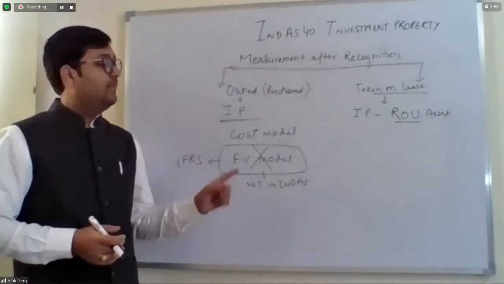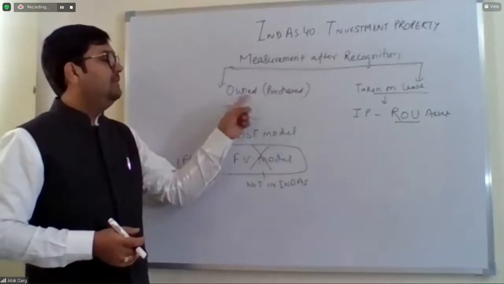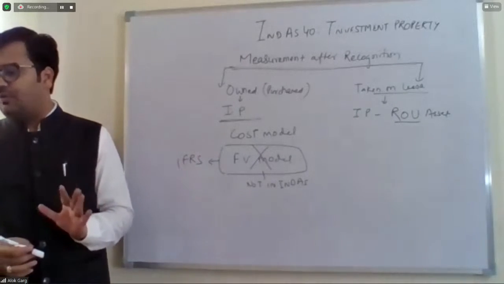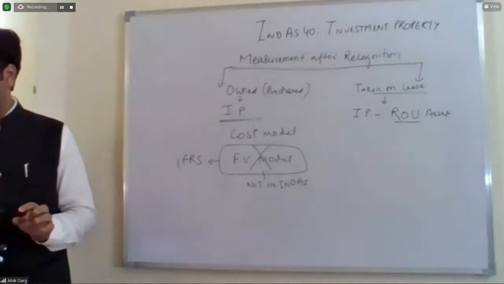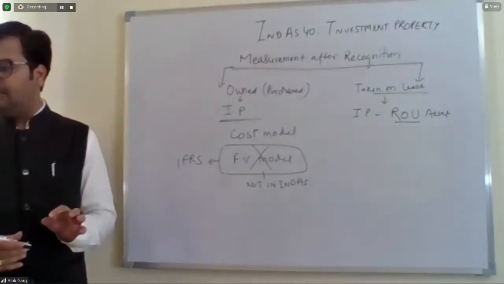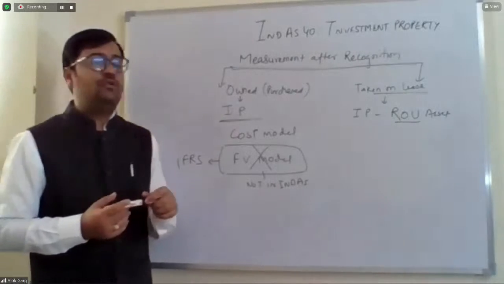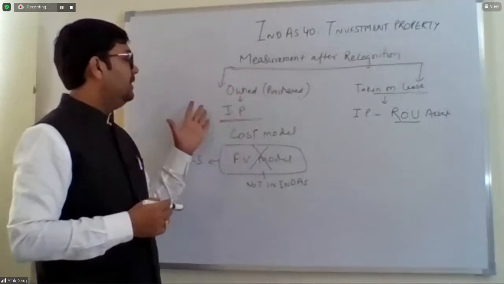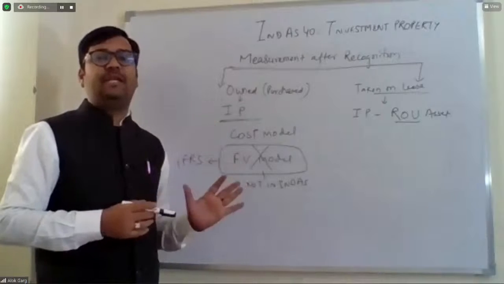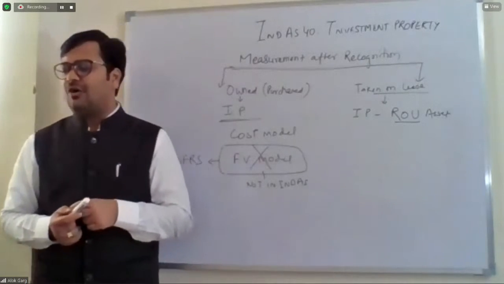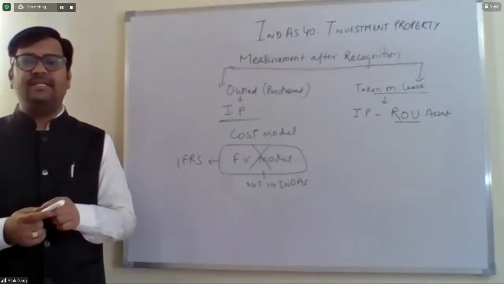Under IndAS, the investment property has to be carried on the cost model only. Has to be. So Purushottam, I am explaining the cost model concept. Measurement after recognition: the investment property has to be carried at cost model only. So what is meant by cost model? Do you remember the cost model I have told you in IndAS 16?